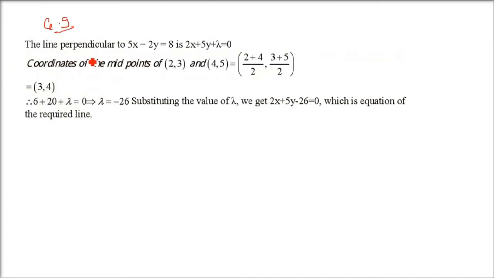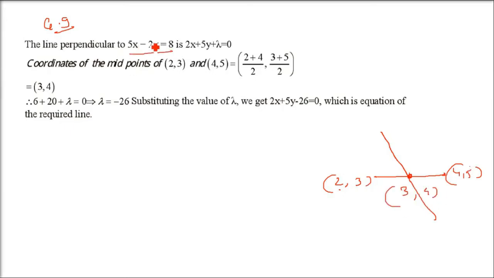Question number 9. Find the equation of the straight line perpendicular to 5x minus 2y equals 8 and which passes through the midpoint of the line segment joining 2, 3 and 4, 5. So we have 2 points, 2, 3 and 4, 5. We can find out the midpoint using the midpoint formula. Let us find out the midpoint. 4 plus 2 by 2, so 6 by 2, 3. And 3 plus 5, 8 by 2, that is 4.